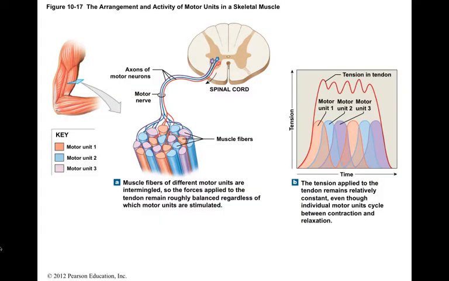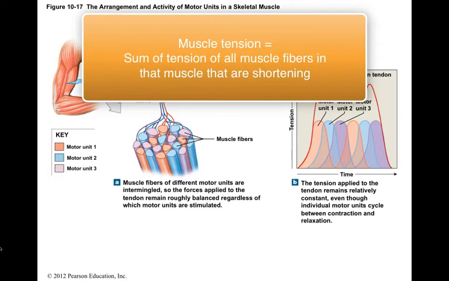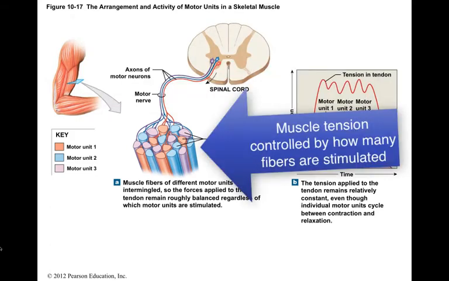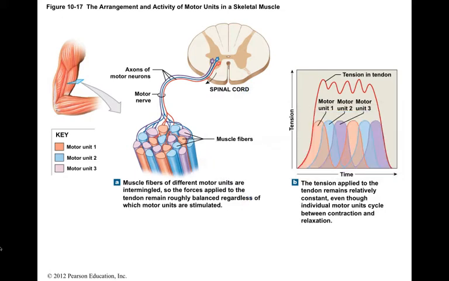When sarcomeres shorten in a contraction, they shorten the muscle fiber. This shortening exerts tension on the connective tissue fibers attached to the muscle fiber. The tension produced by an individual muscle can vary. The amount of tension produced by the muscle as a whole is the sum of the tensions generated by individual fibers, since they are all pulling together. For this reason, the amount of tension produced by a skeletal muscle can be controlled by the number of muscle fibers it stimulates. A typical skeletal muscle contains thousands of muscle fibers.